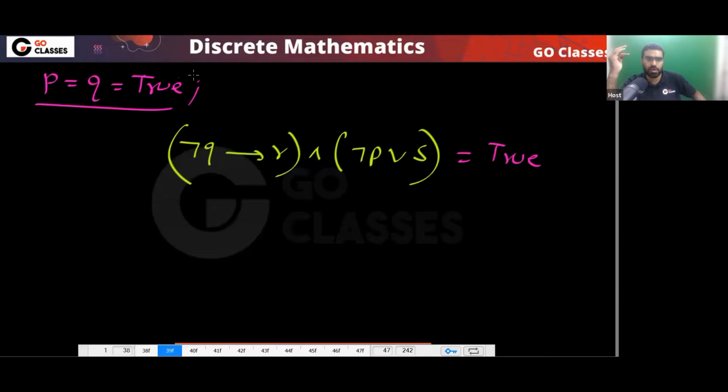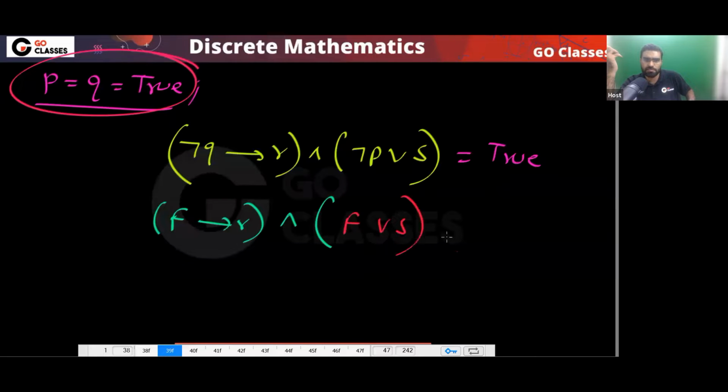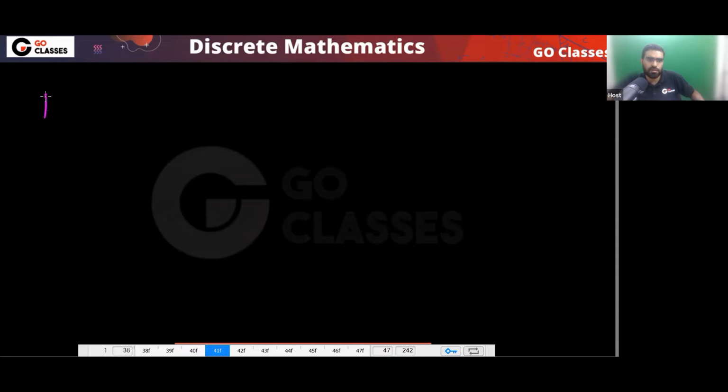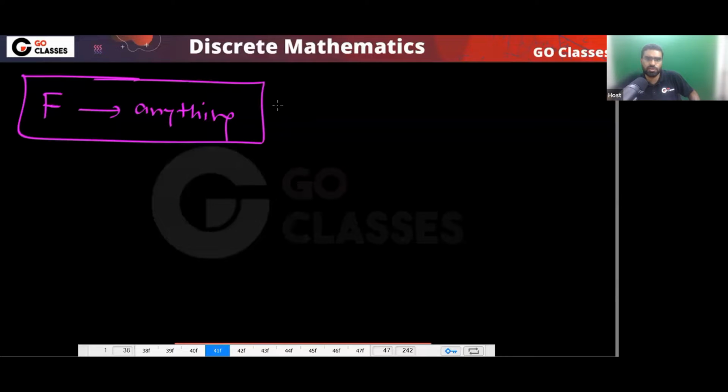So P, Q are already true. Now just put it in. P is true, Q is true, so their negations are false. So it's like this: false implies R, and false or S. This complete thing is true. Now false implies R, that is true, right? False implies anything is true, we already know. So this part is true.